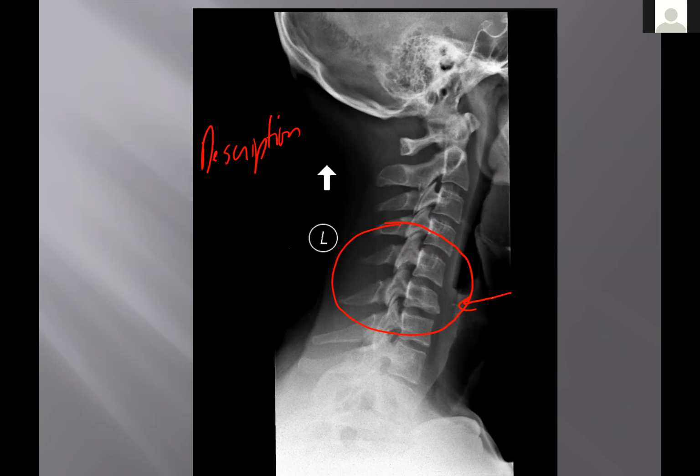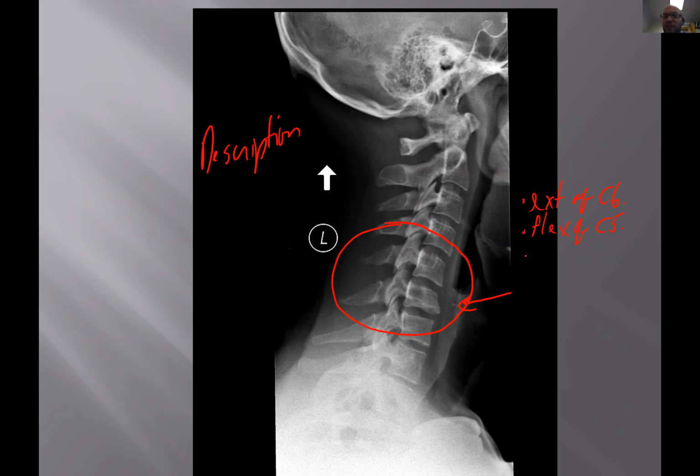Extension malposition of C6. Okay. Extension of C6. Can you guys see my writing right there or not? Yes. Okay, good. Extension of C6, and I'm going to put flexion of C5 because both are happening there. I'll just let you guys talk. I already know this case. All right, what else do you see?